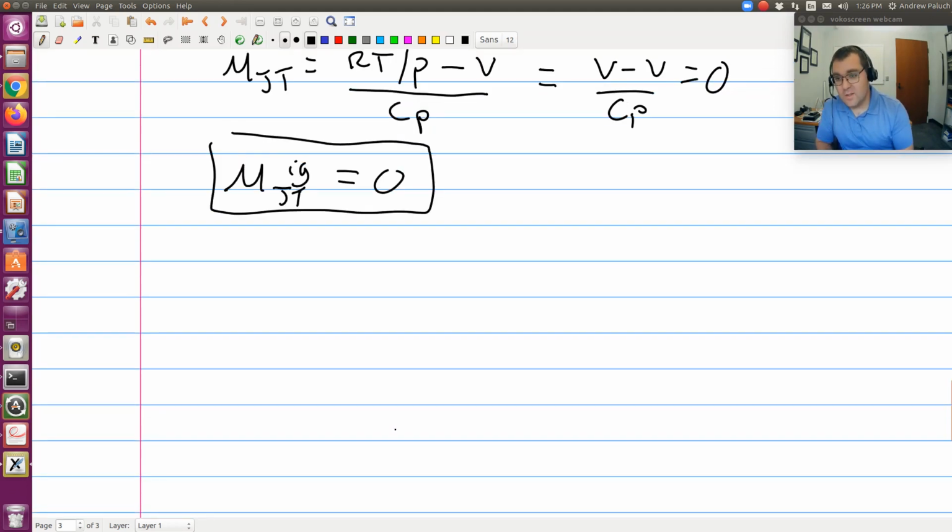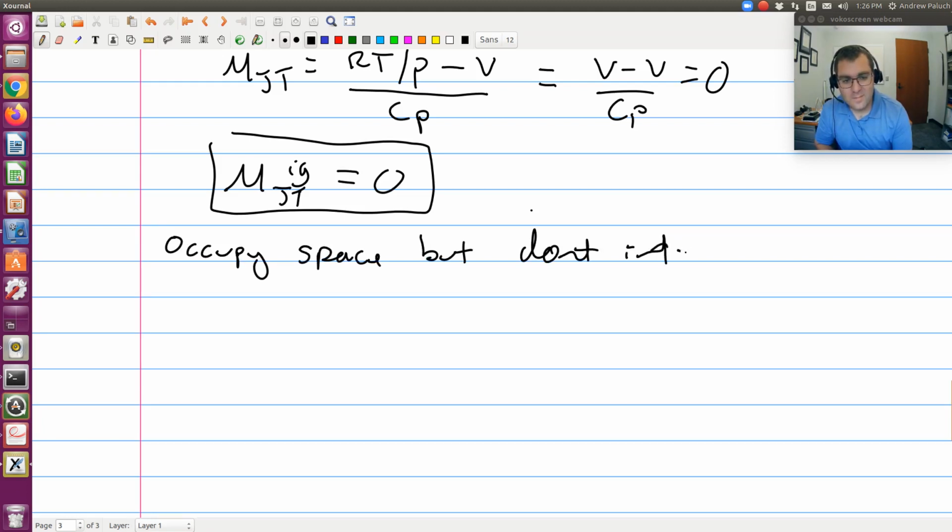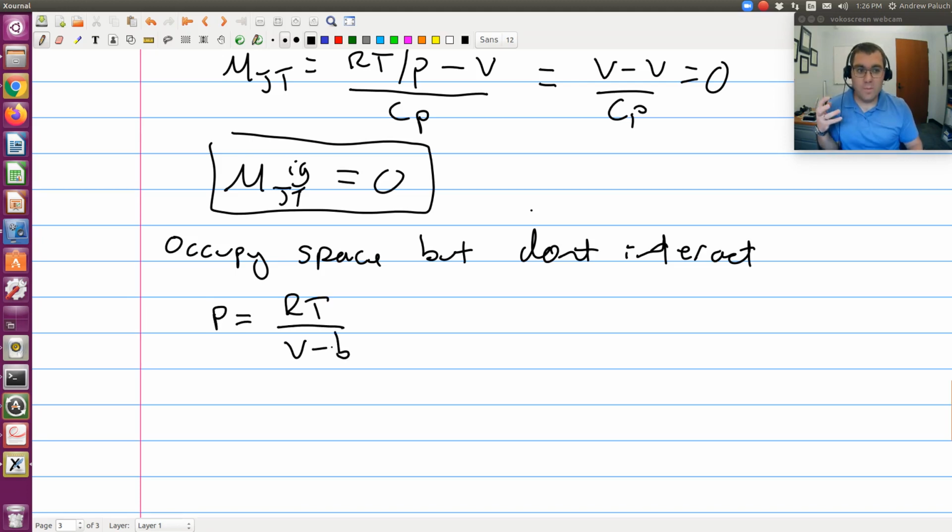Now let's consider a fluid in which molecules occupy space but don't interact. While for an ideal gas we get P is RT over V, here we're going to write P is equal to RT over (V minus B), where B is the volume occupied by a molecule. So rather than using volume, we're using free volume, the total volume minus the volume occupied by a molecule, here on a per molar basis.